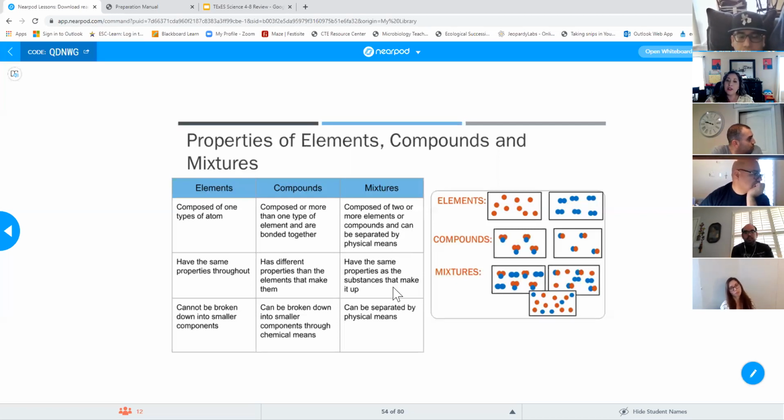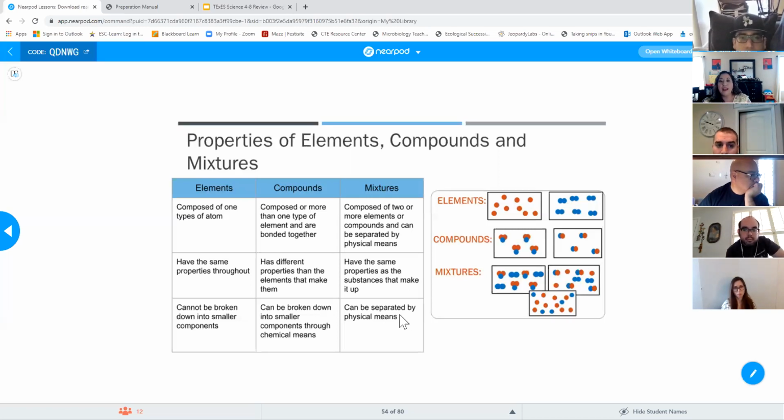And so the mixture is going to have the same properties as the substances that make it up. So for example, if I have water and sand, and I put them together, it's still just water and sand, but now I've got mud. And if I wanted to get the sand back, I could evaporate the water, using the property that water's boiling point is 100 degrees. I could heat it up and at 100 degrees, all my water would evaporate, but I'd still be left with my sand. So that would be a way of separating it by physical means.